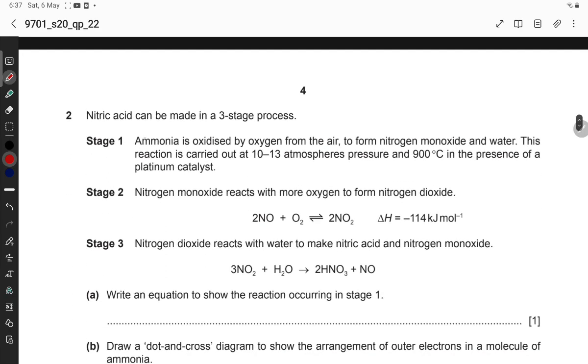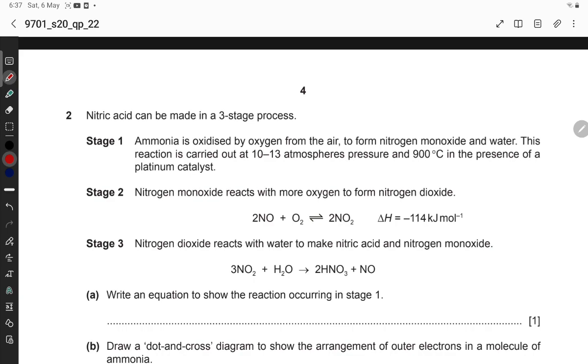Next question: nitric acid can be made in a 3-stage process. Ammonia is oxidized by oxygen from the air to form nitrogen monoxide and water. This reaction is carried out at 10 to 13 atmosphere pressure and 900 degrees centigrade in the presence of a platinum catalyst. Nitrogen monoxide reacts with more oxygen to form nitrogen dioxide. The enthalpy change is minus 114 kilojoule per mole. Nitrogen dioxide reacts with water to make nitric acid and nitrogen monoxide.